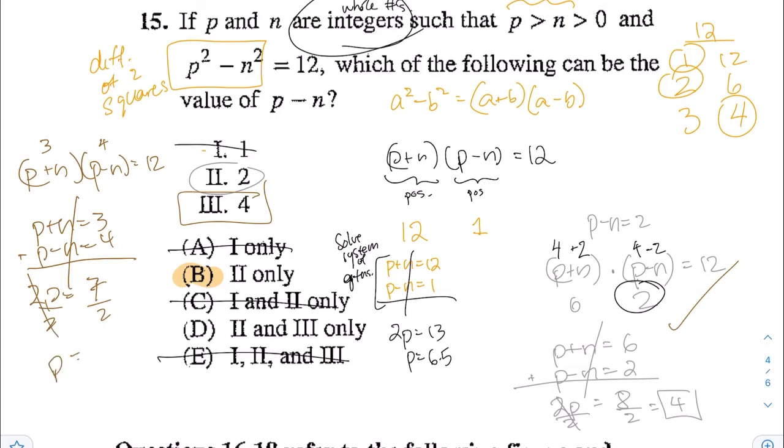you get that p is equal to 3.5. And that's not an integer, so that violates this fact. So we eliminate choice 3, and therefore choice D. So therefore the answer has to be choice B, 2 only.